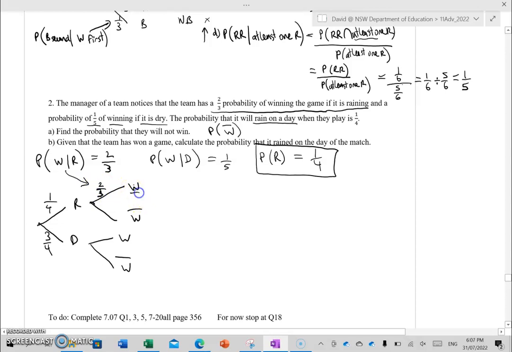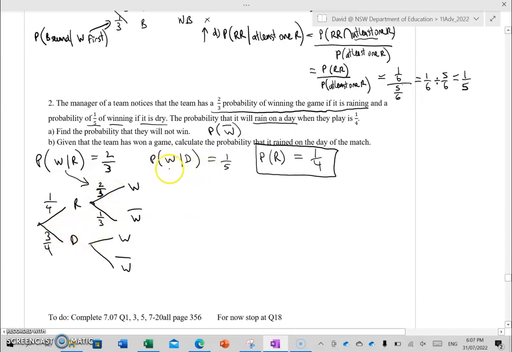Winning, so W, given that it's rained. So it's rained, and what are the odds of us winning? 2/3 if it rains, which means that below it, that has to be 1/3, doesn't it? Because this particular branch here has to sum to 1.